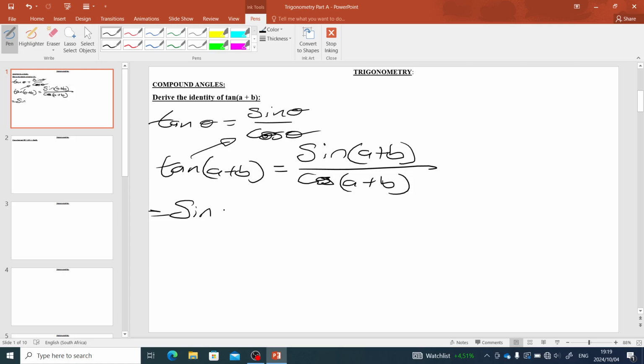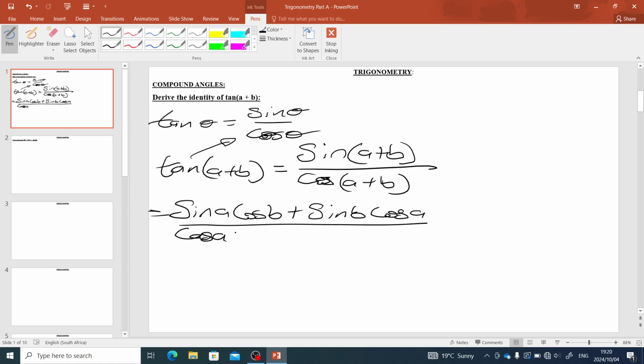Now we are having sine A cos B plus sine B multiplied by cos A, divided by cos A multiplied by cos B. We are having a plus, it will be minus, then it will be minus sine A sine B.